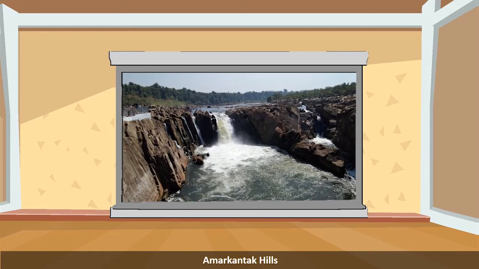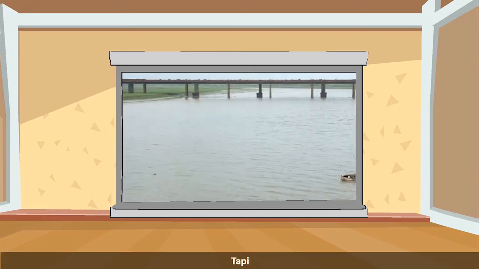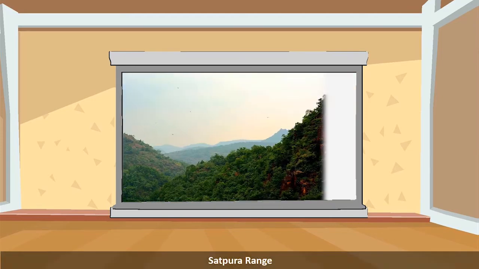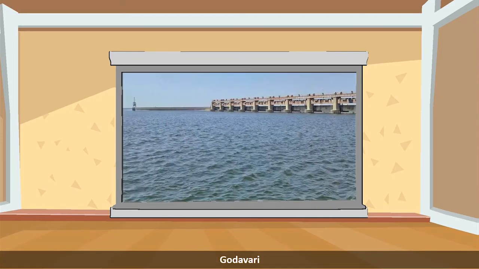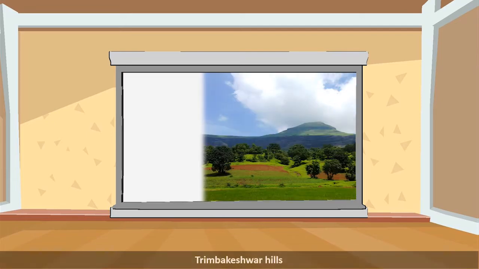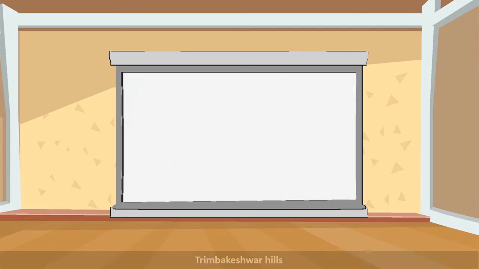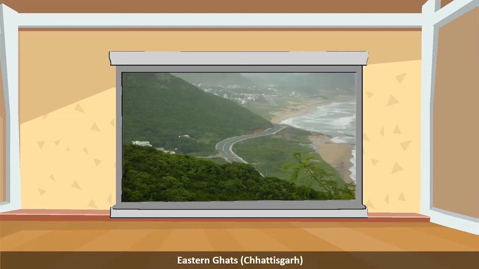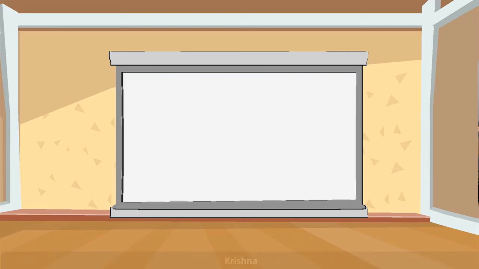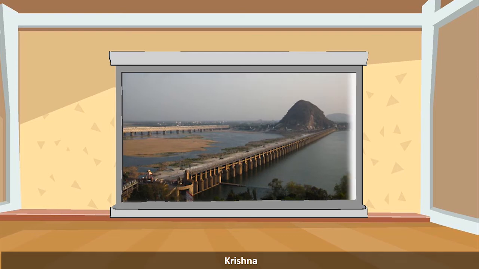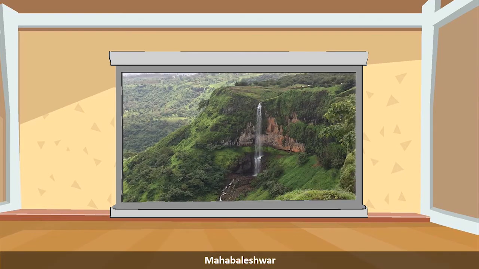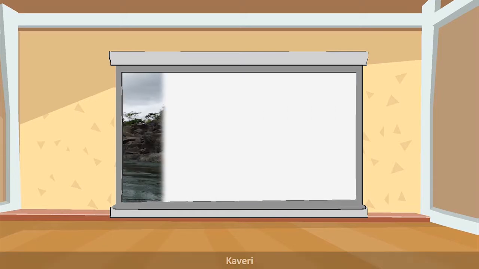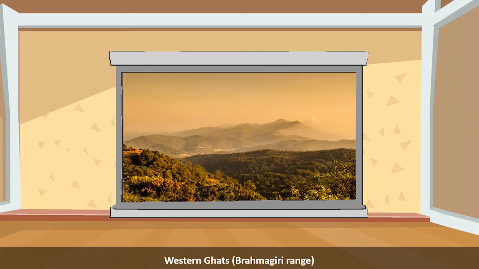River Narmada, source Amarkantak Hills. River Tapi, source Satpura Range. River Godavari, source Trimbakeshwar Hills. River Mahanadi, source Eastern Ghats, Chhattisgarh. River Krishna, source Mahabaleshwar. River Kaveri, source Western Ghats, Brahmagiri Range.